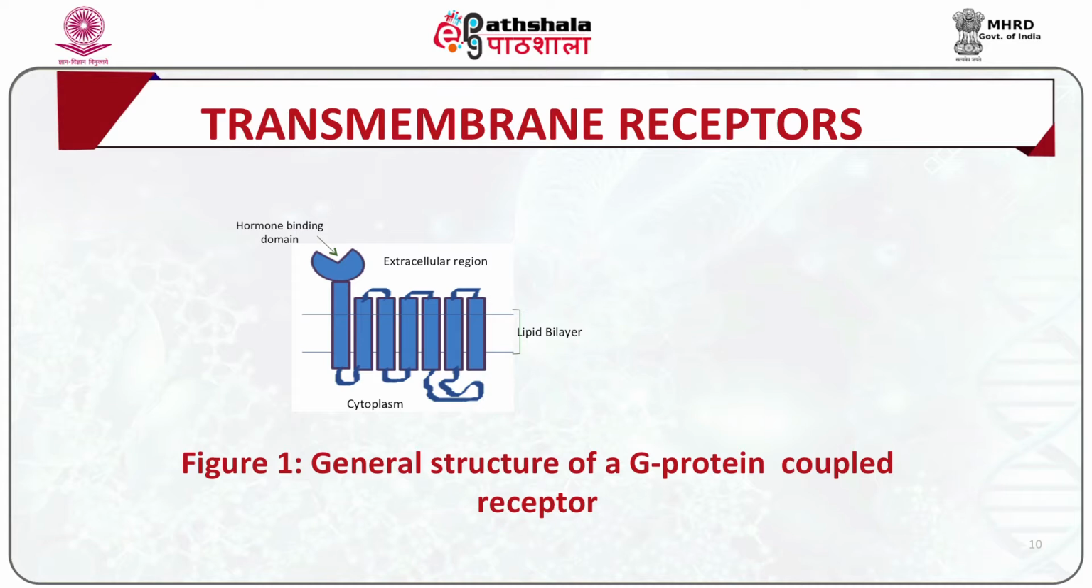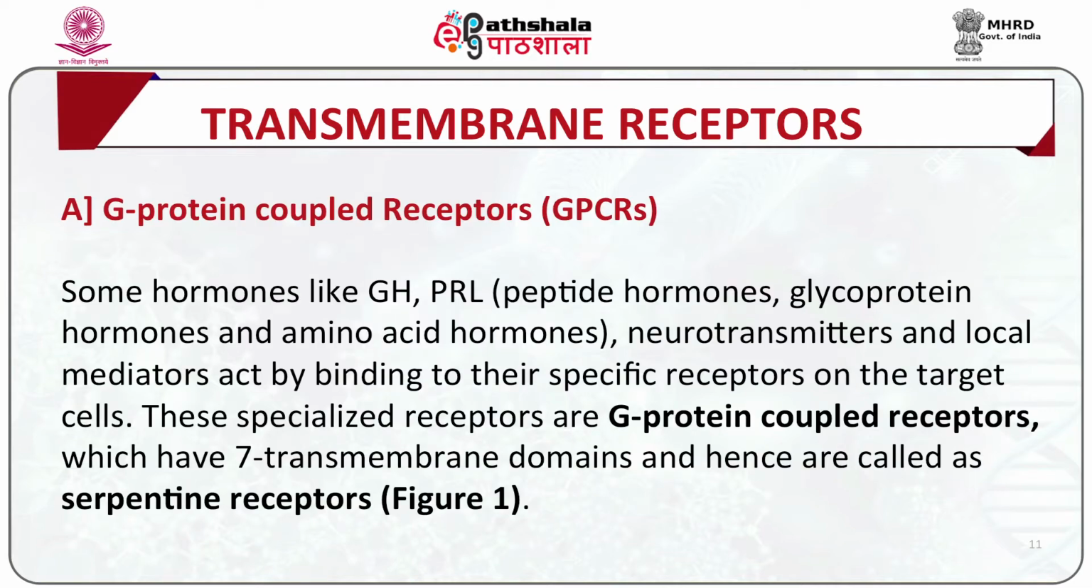First, we will talk about the G protein coupled receptors. Some hormones like peptide hormones, glycoprotein hormones and amino acid hormones, neurotransmitters and local mediators act by binding to their specific receptors on the target cells, which are coupled to G proteins. These specialized receptors are G protein coupled receptors, which have 7 transmembrane domains, and they are anchored in the plasma membrane.